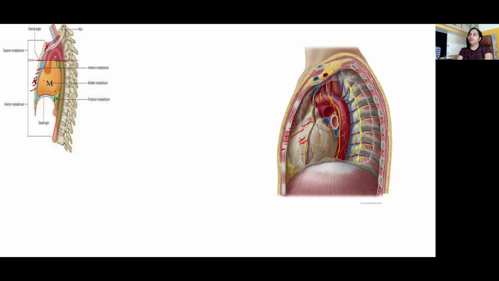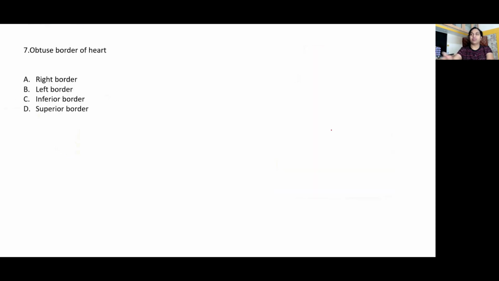Phrenic nerve is also in the middle mediastinum, right? Here you can see the phrenic nerve and the pericardiacophrenic vessels in the middle mediastinum. Posterior mediastinum: the esophagus, thoracic duct, descending aorta, posterior intercostal veins, posterior mediastinal lymph nodes, splanchnic nerves, the vagus nerves, all that are contents of the posterior mediastinum.